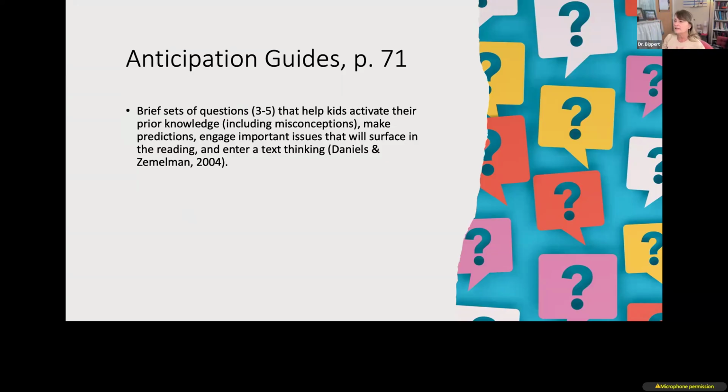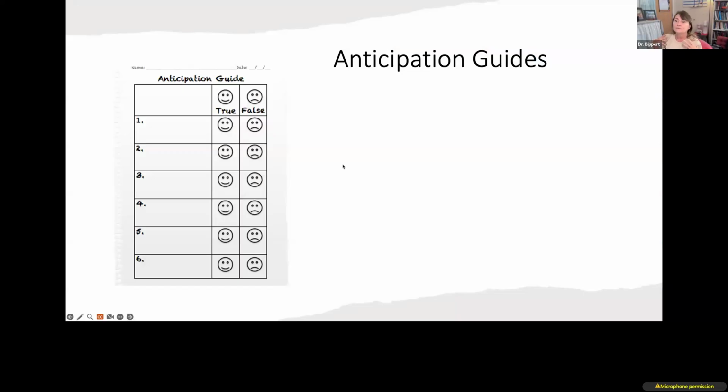It helps them make predictions, engage important issues that will surface in the readings, and enter with new thinking. Anticipation guides can be created in a variety of ways. Here's one way you might use an anticipation guide in an elementary setting, where students need more foundational ways of responding to a statement. These are statements. Is it true? Is it false? Do you agree? Do you disagree? Yes, no, just really binary responses to statements related to what they're going to be learning.